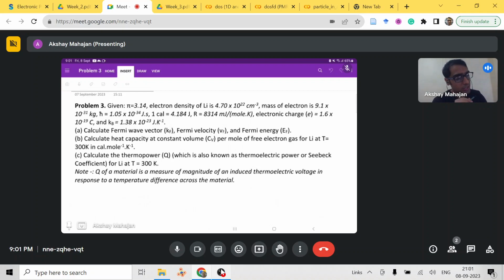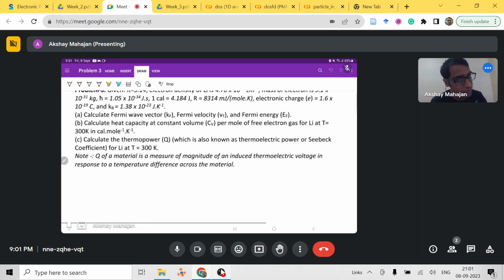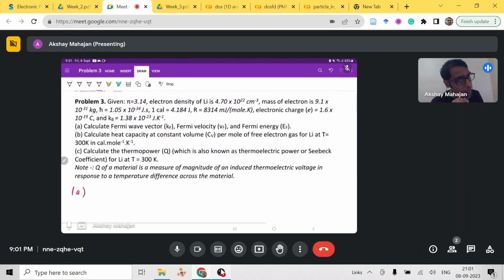Alright, so for problem number 3, we are given this pi value 3.14. We are given the electron density of lithium. We are given the mass of the electron, the h bar value, 1 eV in joule, the charge of the electron, and the kB value as well. And we have three parts. Let's quickly do them. For part A, we have to calculate the Fermi vector kF, the Fermi velocity vF, and the Fermi energy EF or epsilon F.